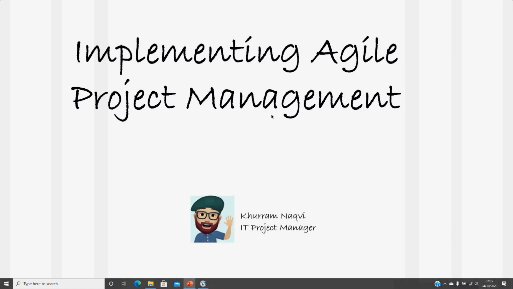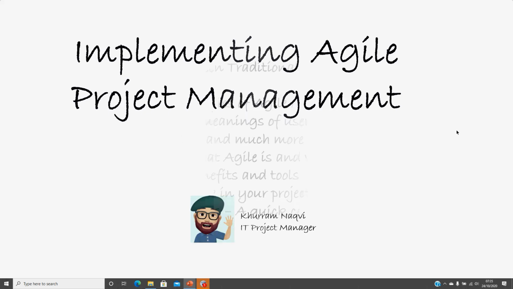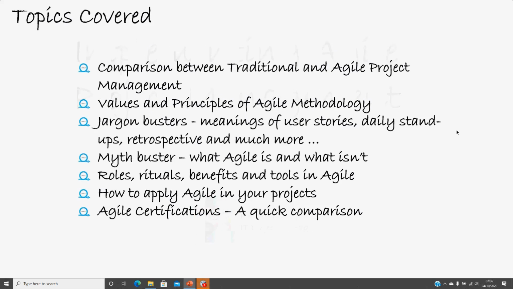Right, ladies and gentlemen, today we are going to discuss the implementation of Agile project management. And the topics that we are going to cover today will be a comparison between the traditional and Agile project management, the values and principles of Agile methodologies as dictated by the Agile Manifesto.